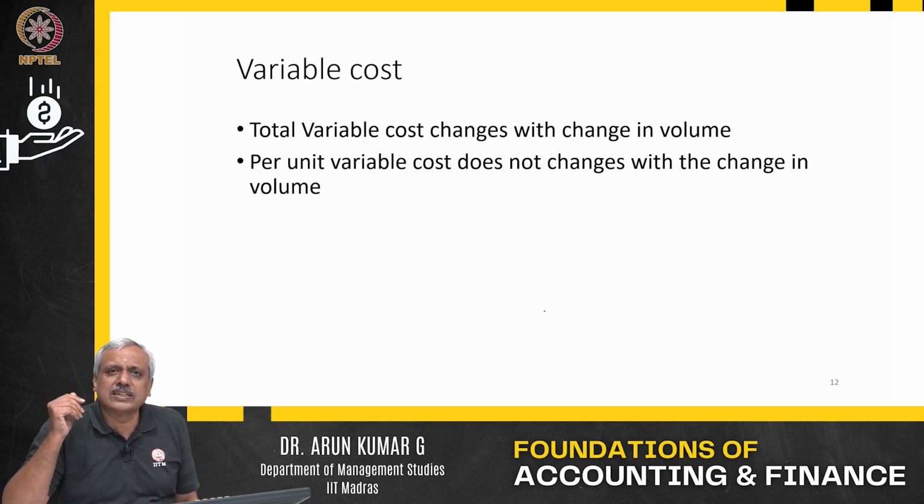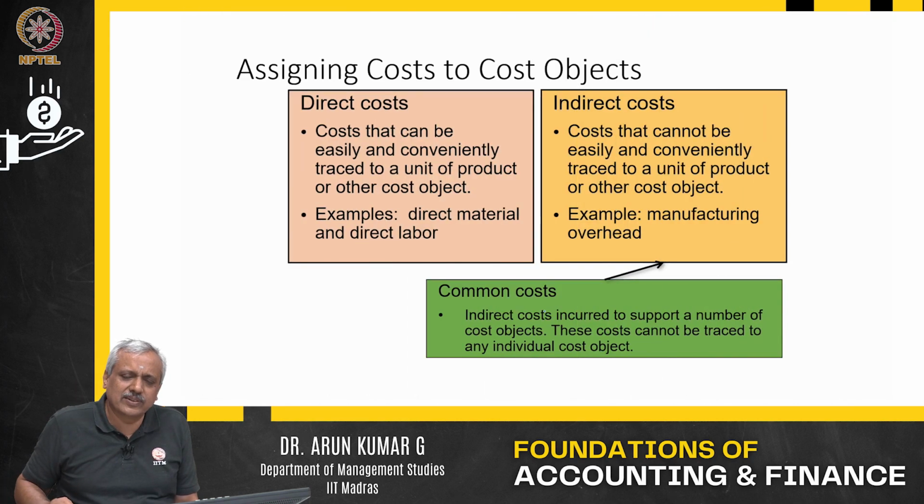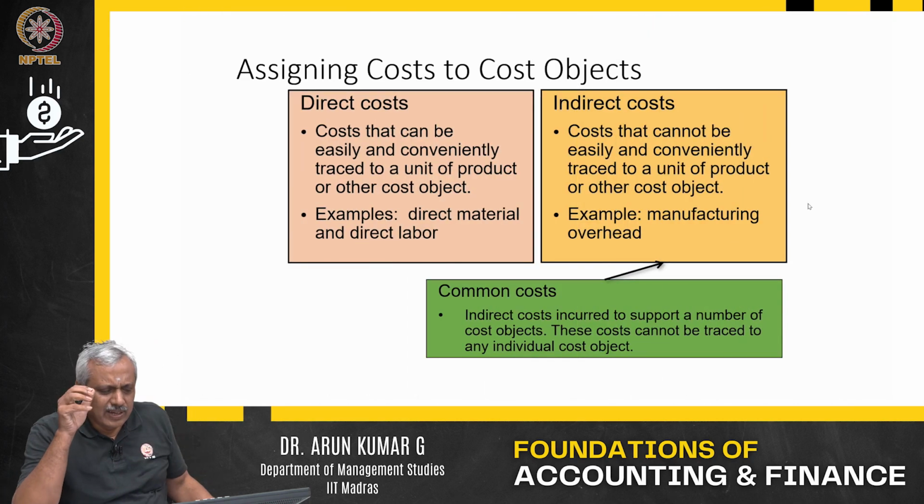Total variable cost will change. Per unit variable cost normally will not change with the change in volume. Now, what happens when you talk about assigning cost to cost objects? My slide is pretty self-explanatory.